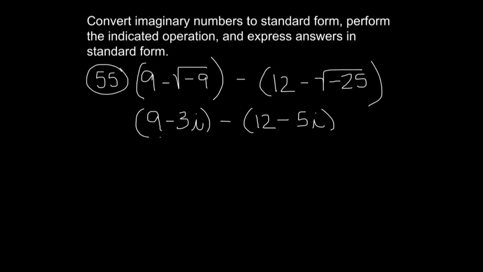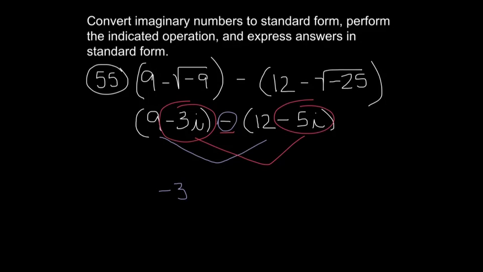If I simplify, I have 9 minus 12, which is negative 3, and then I have to remember to subtract everything, so I have negative 3i minus negative 5i. Well, minus a negative is the same as adding. So I have negative 3i plus 5i, which is plus 2i. And that is my answer.